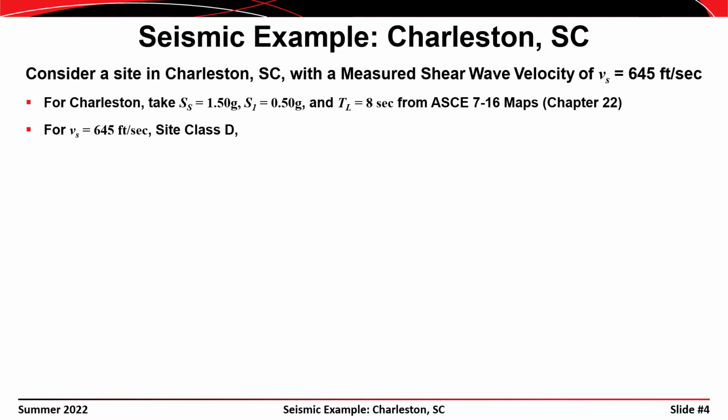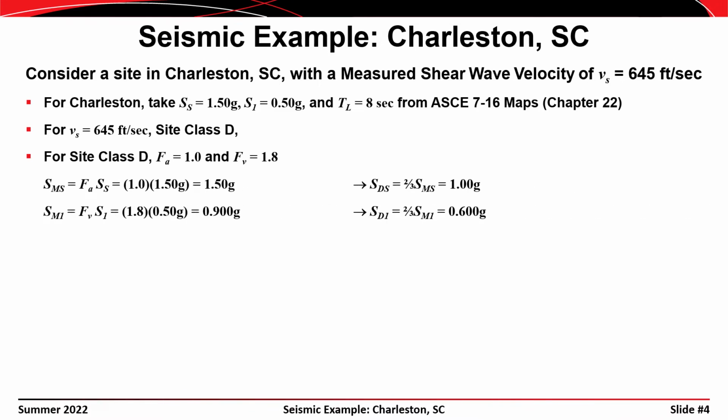For a shear wave velocity of V sub s equals 645 feet per second, we can determine that the site would be classified as a site class D. And then based on that, we can look up the values of F sub A equal to 1.0 and F sub V equal to 1.8.